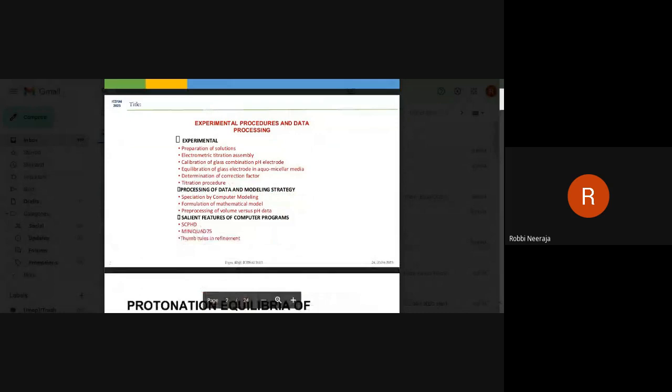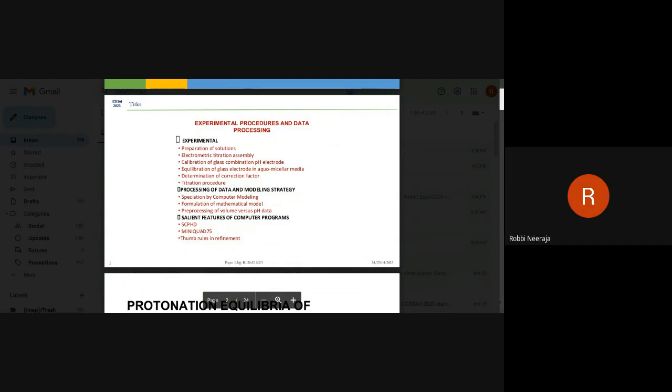Now, my actual topic is computer-assisted potentiometric analysis of L-Methionine protonation equilibria in three media: anionic, cationic, and neutral micellar water systems. Coming to the experimental part, the experimental procedure consists of three parts. The first one is the experimental part, the second one is the processing of data and modeling strategy, and the third one is the computer software used.